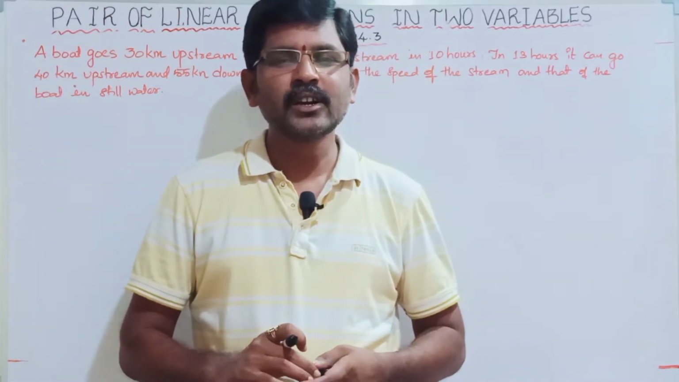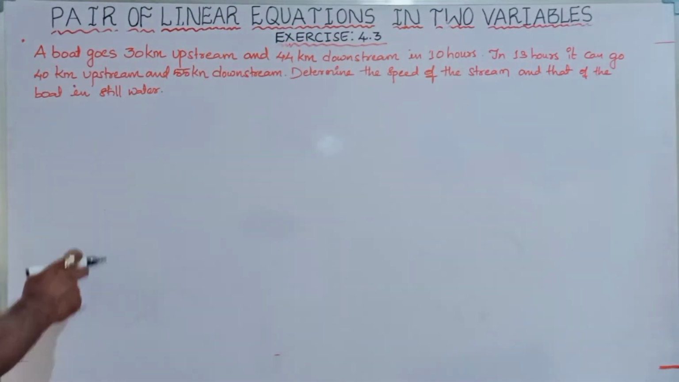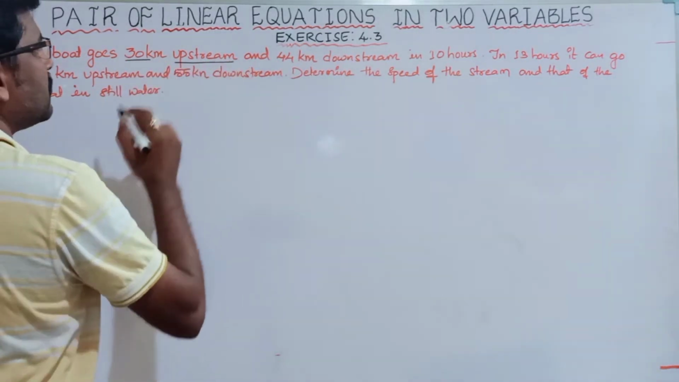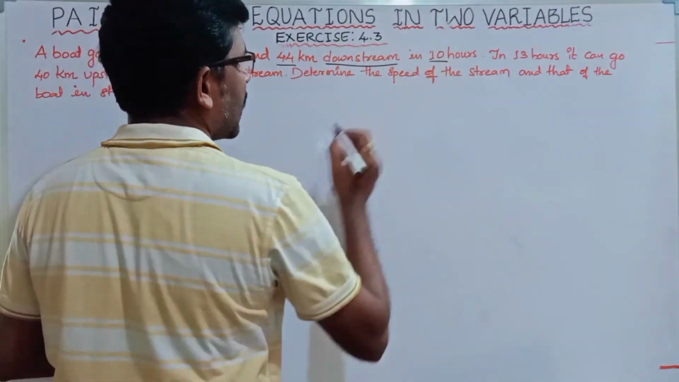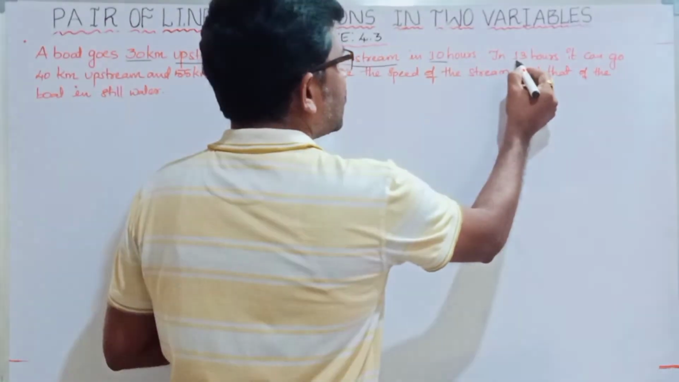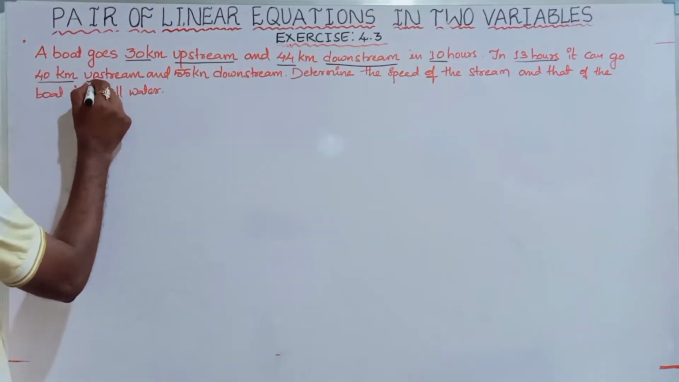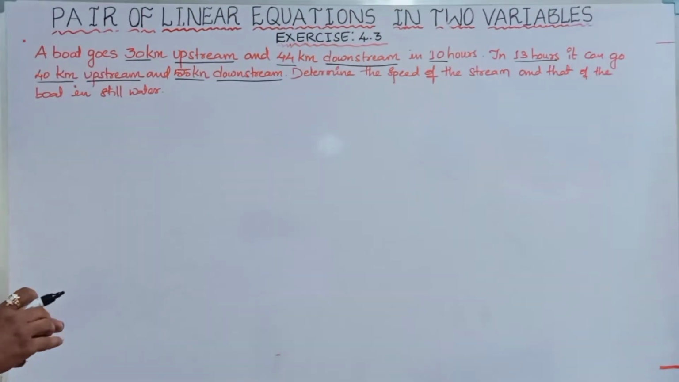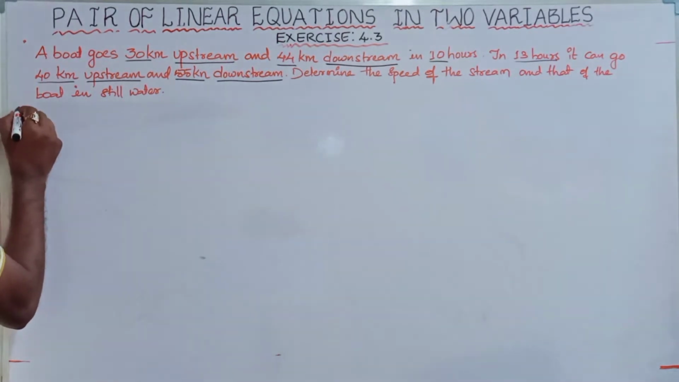Friends, let's move on to some word problems. A boat goes 30 kilometers upstream and 44 kilometers downstream in 10 hours. And in 13 hours, it can go 40 kilometers upstream and 55 kilometers downstream. Then determine the speed of the stream and that of the boat in still water. Let's move on to solution.